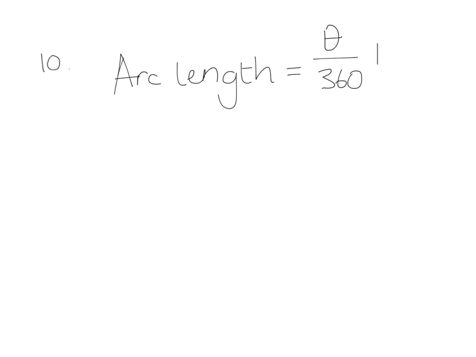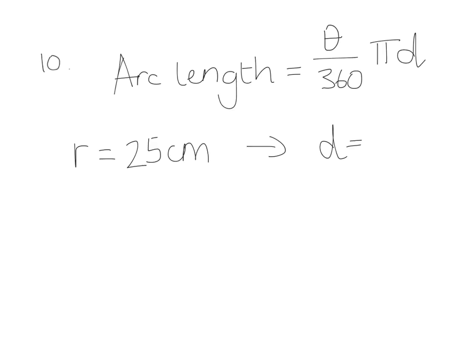Question 10 is calculating the angle. We know that arc length, okay, it comes from the circumference of the circle, but it is a fraction of the circle. So we take theta divided by 360 times pi d, okay? Now remember, the radius is equal to 25 centimetres. So you have to then work out what d would be, okay? Once you have that, you know what the arc length is, so you just need to rearrange it once you've substituted your values in to get your value for theta.